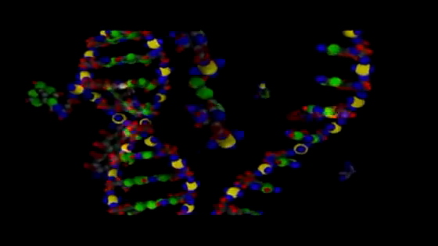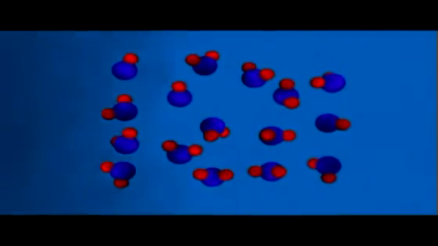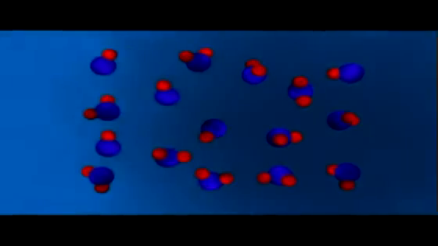While these large carbon-based molecules are critical to life, so are other, much smaller molecules. Molecules of H2O.